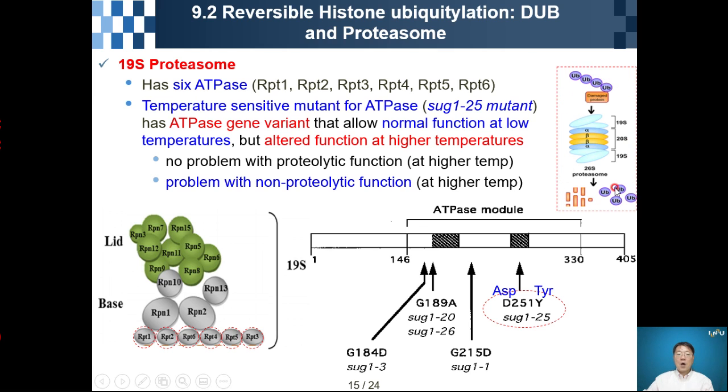So it means that the main function, the proteolytic function, is functional. However, they found that there is a problem with non-proteolytic function. In the previous slide, we mentioned that proteasome has a non-proteolytic function, especially the chaperone function. But we find that this mutant, especially at higher temperature, shows the problem with non-proteolytic function. We will see the specific non-proteolytic function of 19S proteasome in the next slide.